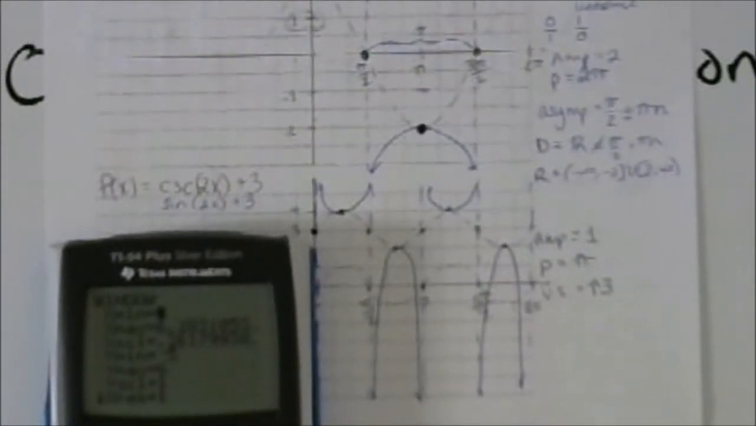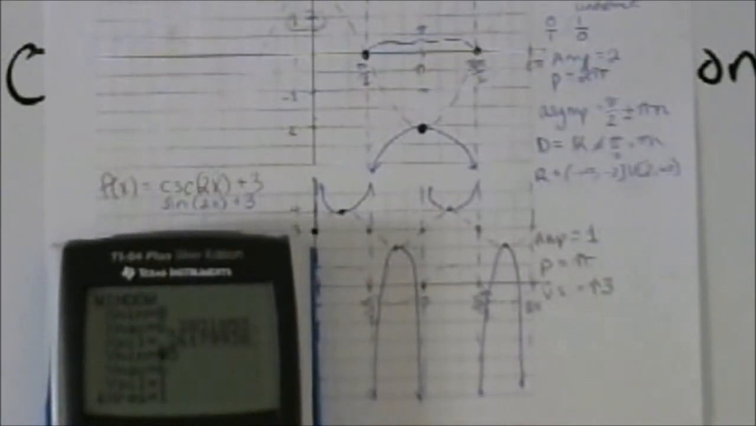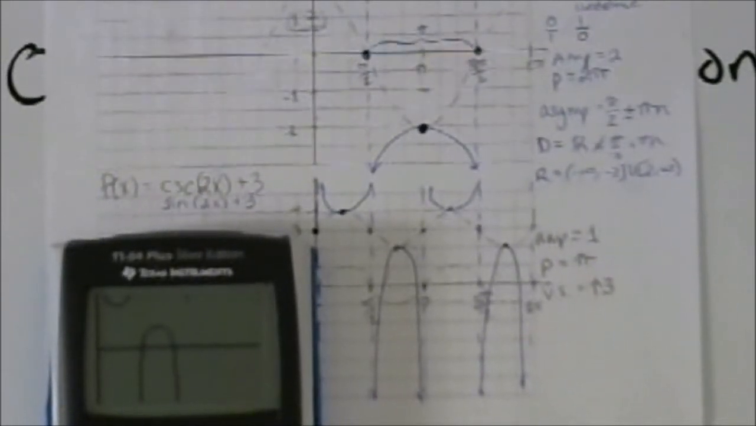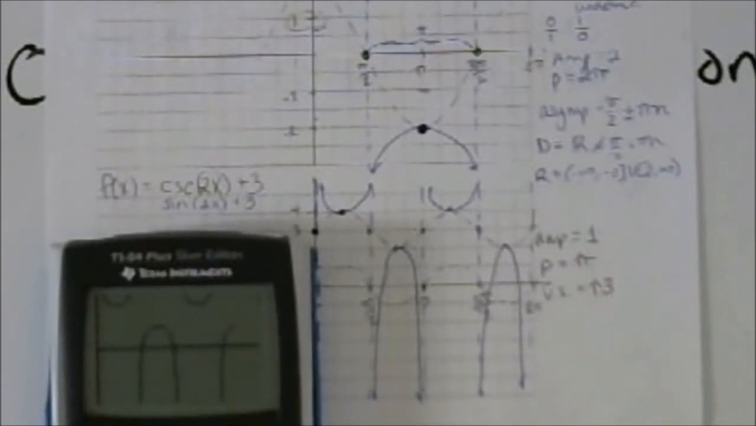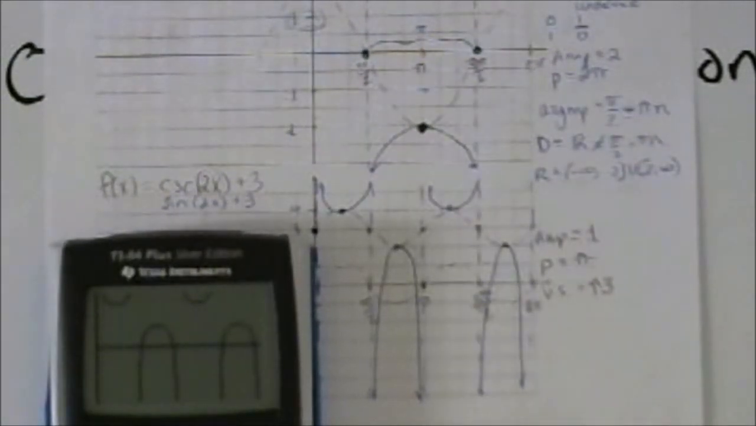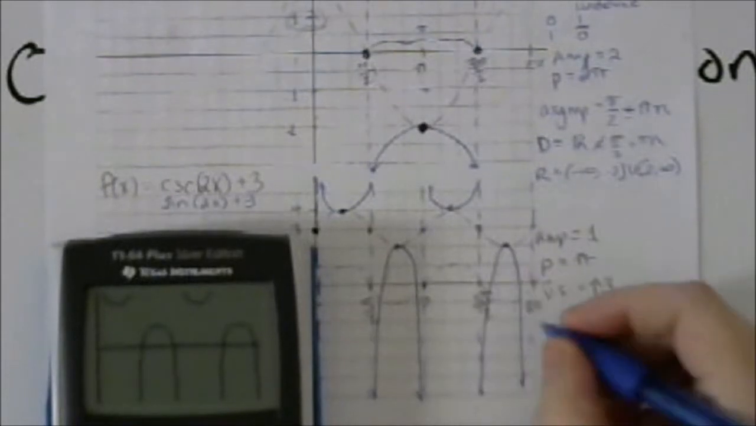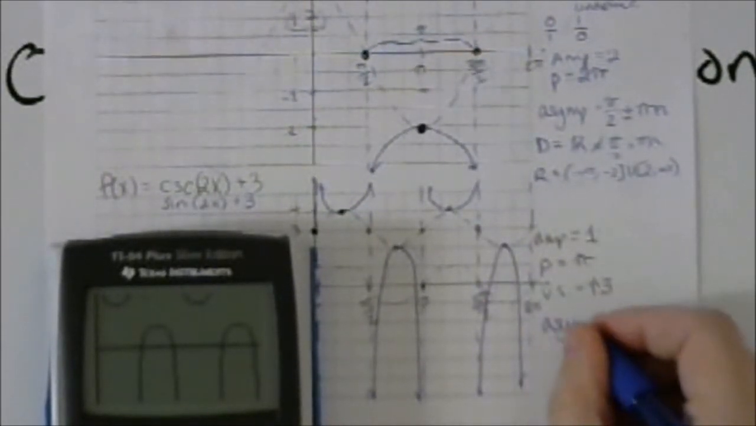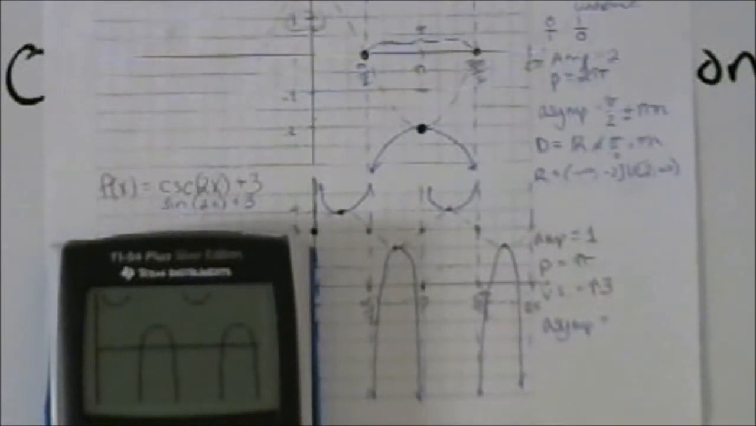Adjust my window settings, 0 to 2 pi. This time I'm doing -5 to 5, and graph. As you can see, the graph on my calculator is nearly identical to the graph on my paper. The last thing I need to do that's unique to secant and cosecant, and tangent and cotangent, which we haven't seen yet, is label my asymptotes.